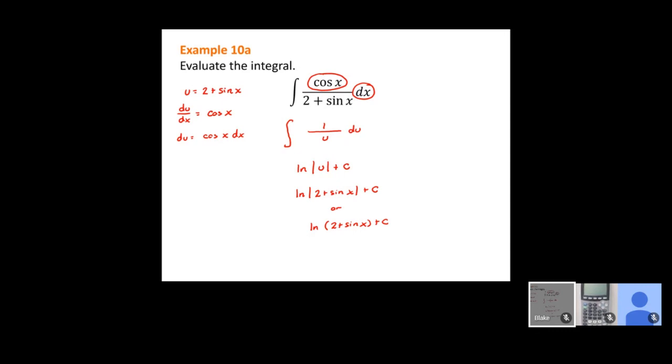Okay. I would take either one of those answers, right? They're both technically correct. And honestly, I would rather you have the absolute value bars so that I know that you remember that it's supposed to have them to begin with. Okay. Any questions on that one now?